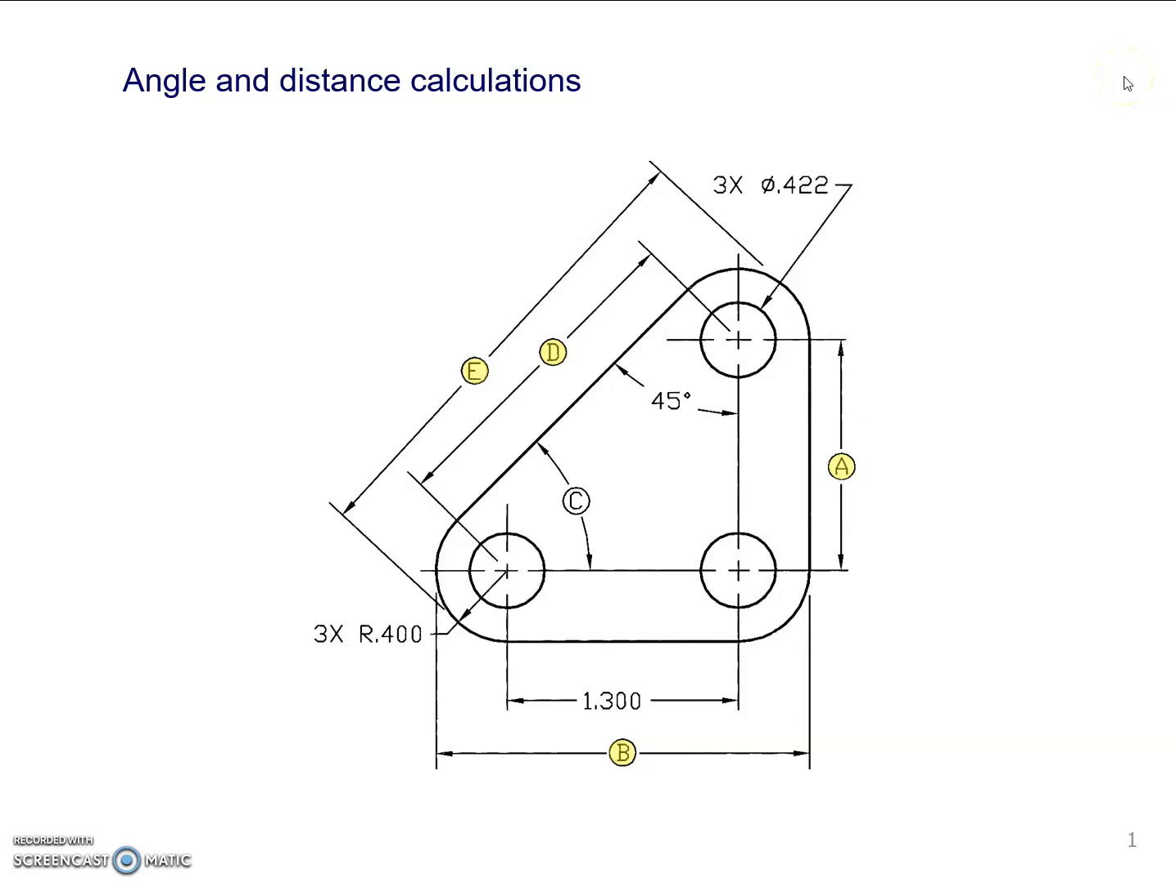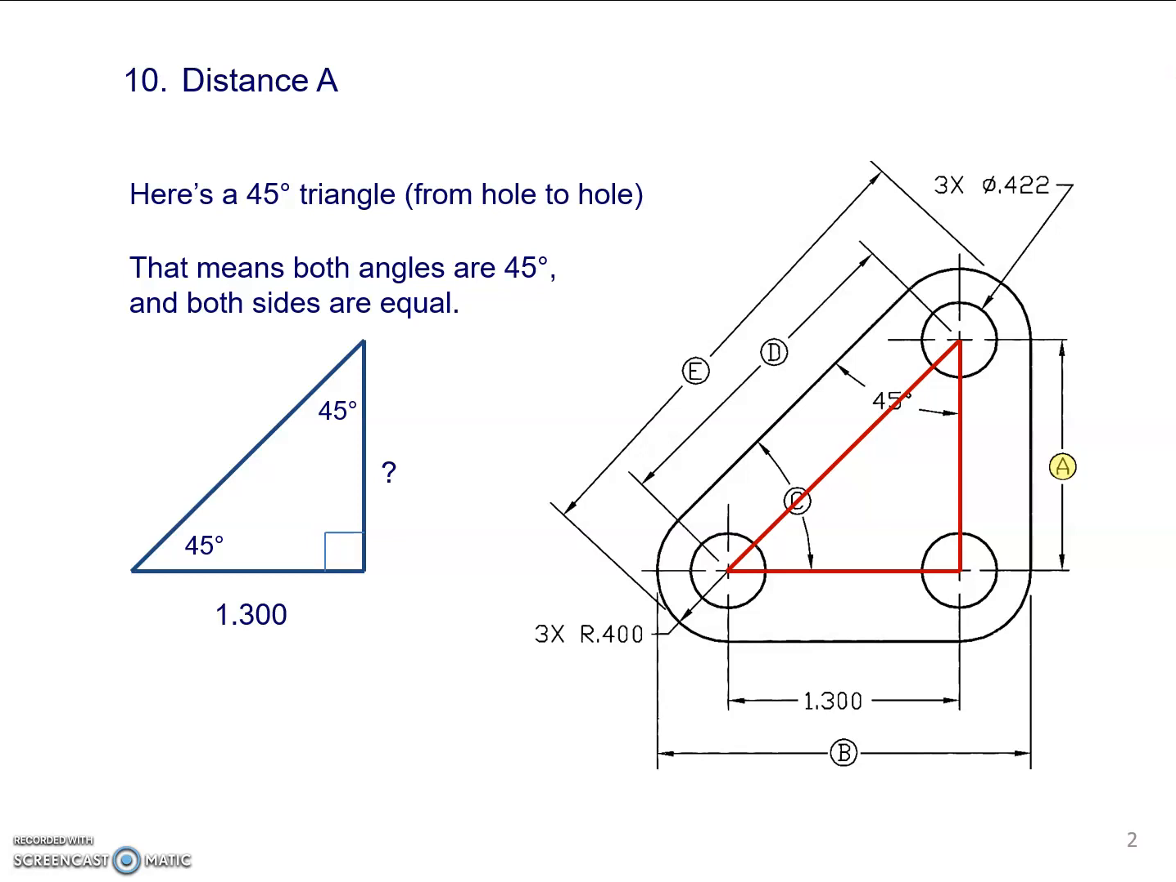All right, now let's look at the next 9 questions in our practice quiz here. So we've got this triangular part, and we know some things about it. We don't know some other things about it, and we're going to use what we know to fill in the blanks. First of all, let's think about this distance A.